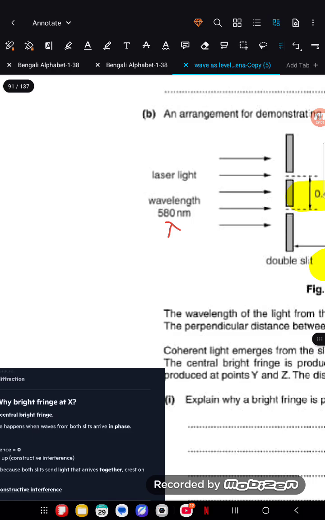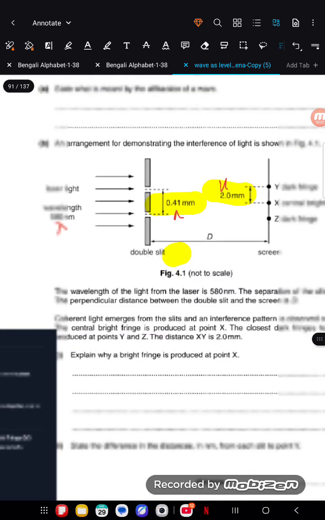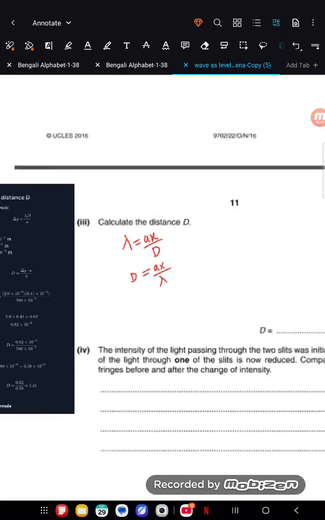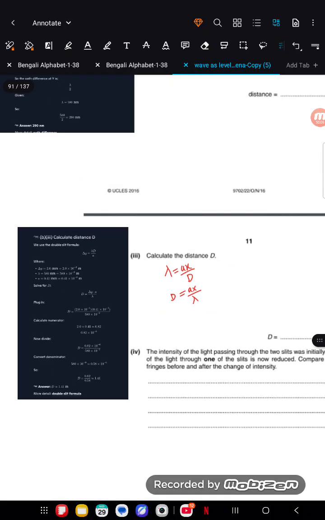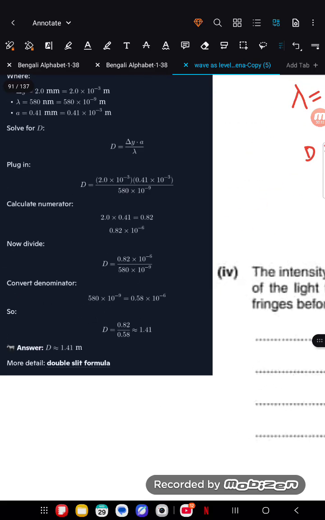580 nanometer. So you will multiply by 10 raised to minus 9, right? 580 into 10 raised to minus 9. The millimeter you change into meter, so 10 raised to minus 3. This also you will multiply by 10 raised to minus 3, right? Just then solve it. Here I have solved, right? D.